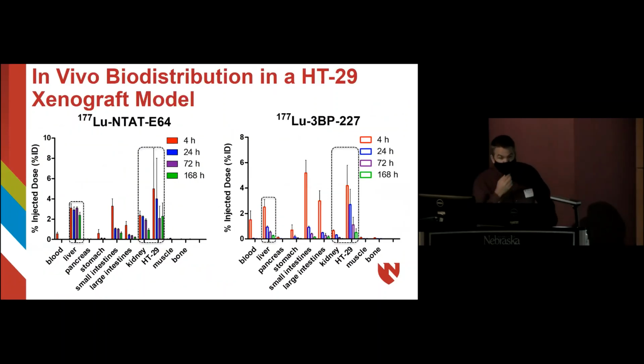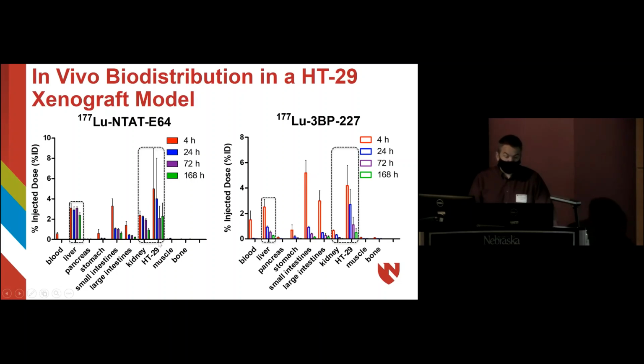All right, so we next took a look at in vivo biodistribution of the agents using this HT29 xenograft model. So HT29 is a colon cancer cell line, and it is known to be NTSR1 expressing. So the solid columns are the INTAT, and the hollow columns are the 3BP. So this is the percent injected dose. This is the absolute uptake.